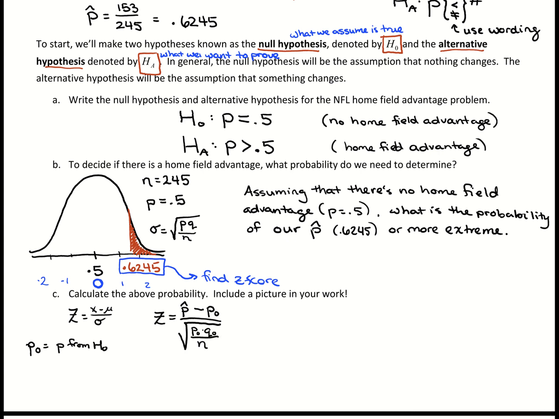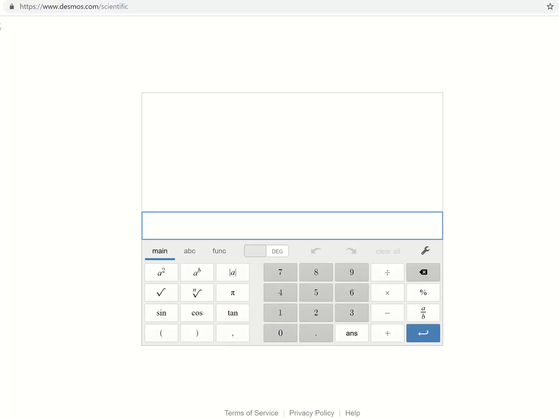over our sample size. So what this will look like is a calculation where we're taking 0.6245 minus the proportion from our null hypothesis, which is 0.5, all divided by the square root of 0.5 times 0.5 divided by our sample size, which was 245. Now, this can get a little complicated because you have a fraction within a fraction. I highly recommend using Desmos to organize this calculation.